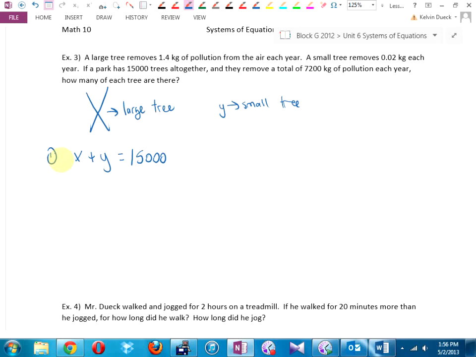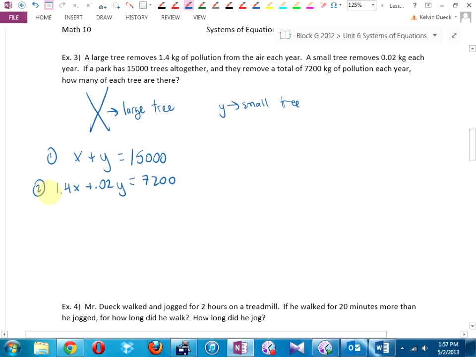1.4 times the number of big trees, and plus, keep going, 0.02 times the number of small trees apparently will add up to how much pollution removed. Okay, this is sort of almost like a price question. Anyways, let's try. So you're saying 1.4x plus 0.02y equals 7,200?